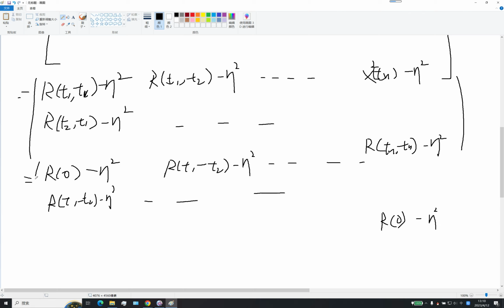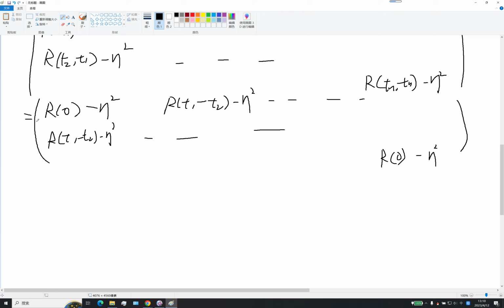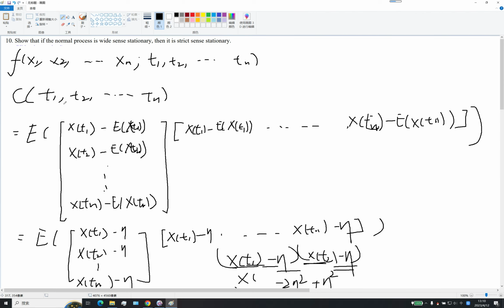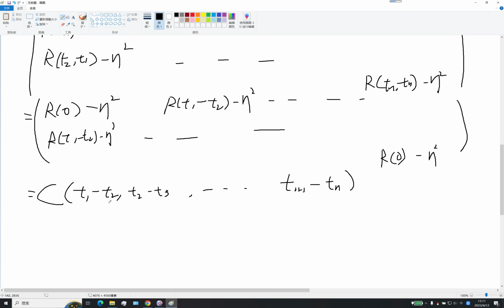So in this form, this is 0, t1 minus t2, t1 minus t3, and so on. So this can be changed to the C of t1 minus t2, t2 minus t3, and so on, and this is t(n-1) minus tn. So because this is wide-sense stationary, we can change C of t1, t2, and tn into this form: t1 minus t2, t2 minus t3, and t(n-1) minus tn.